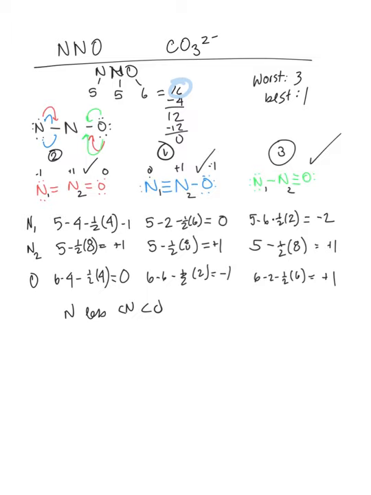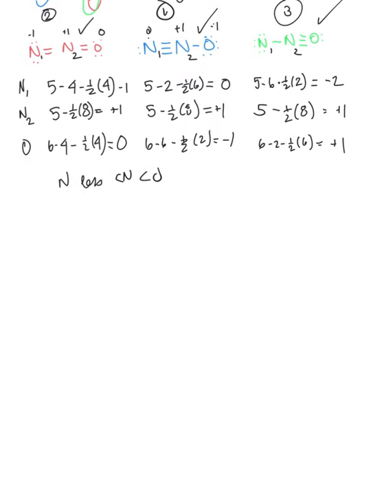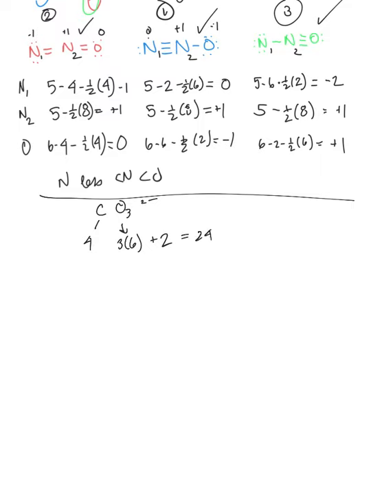Alrighty, so let's go ahead and do another resonance structure. We're going to do CO3 2 minus. Carbon has 4 valence electrons, oxygen has 6, so we have 3 times 6, and then we add 2 valence electrons. So 18 plus 2 is 20, plus 4 gives us 24.